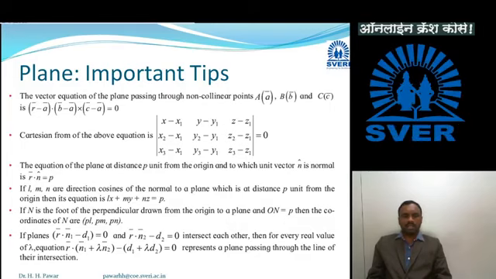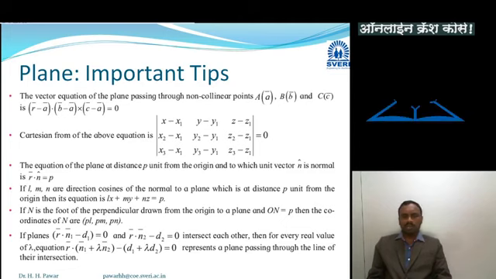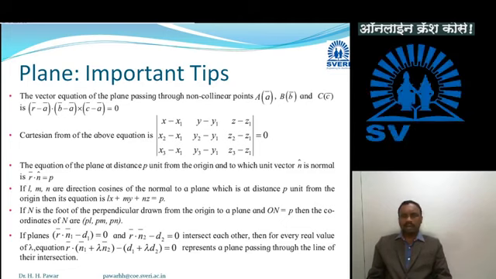Also, if N is the foot of the perpendicular drawn from the origin to a plane and ON is equal to p, then the coordinates of capital N are pL, pM, pN.